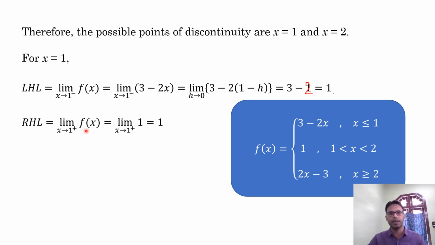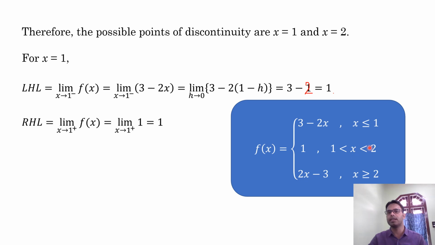So 1 plus, f(x) at 1 plus means greater than 1. So here you see x is greater than 1, therefore f(x) is taken as 1. You do not need to convert to h because it is a constant function, and so the limiting value is equal to 1. So left and right limits are both 1, equal. Now the function value.